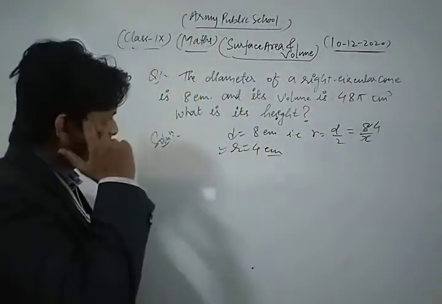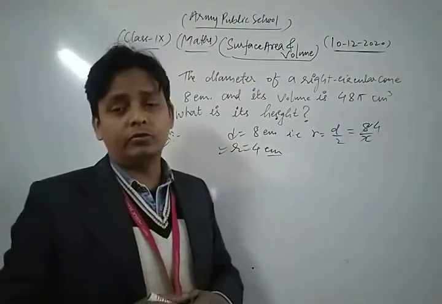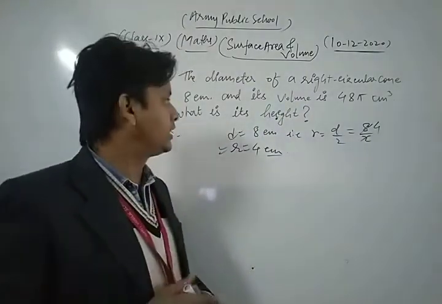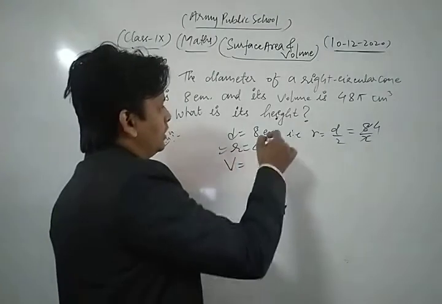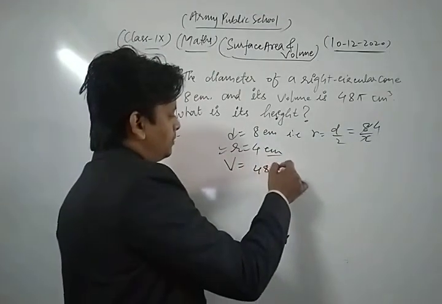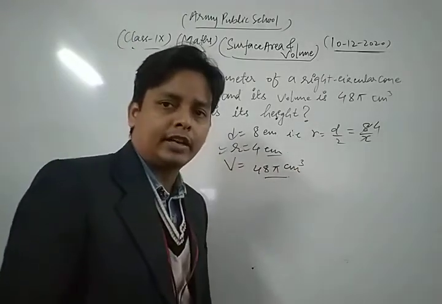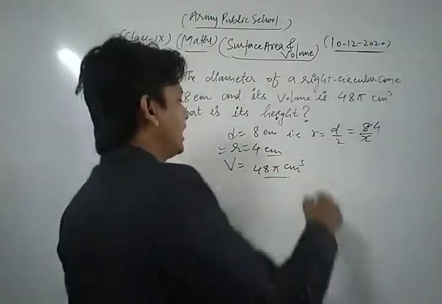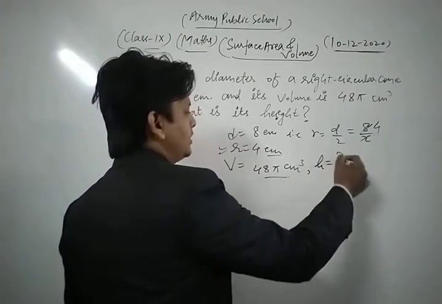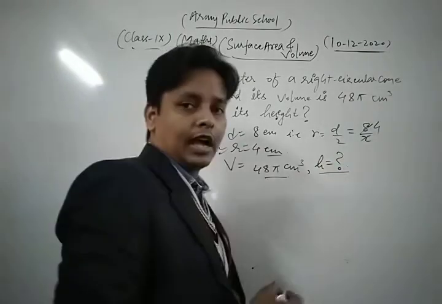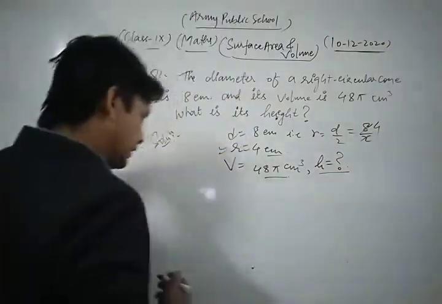Next, in that question the volume is given. Volume of the cone is 48 pi centimeter cube. What do we find here, student? We find its height, the height of the cone. Okay, now let's see.